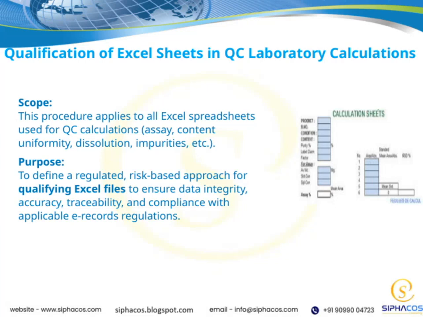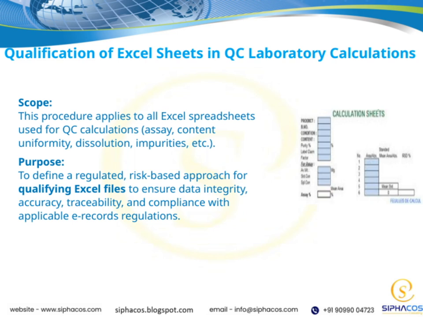Today, I want to talk about the qualification of Excel sheets in our QC laboratory calculations. First, let's look at the scope. This procedure covers all Excel spreadsheets that we use for key QC calculations. That includes assays, content uniformity, dissolution testing, impurities, and other related processes. It's important because these spreadsheets are integral to our data analysis and decision-making.